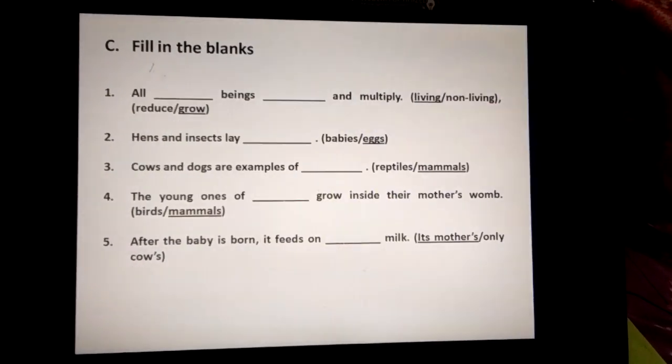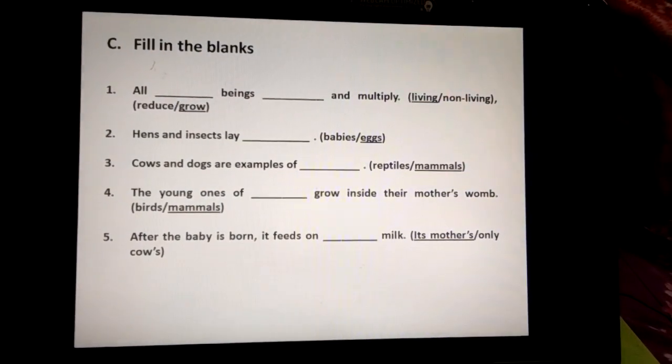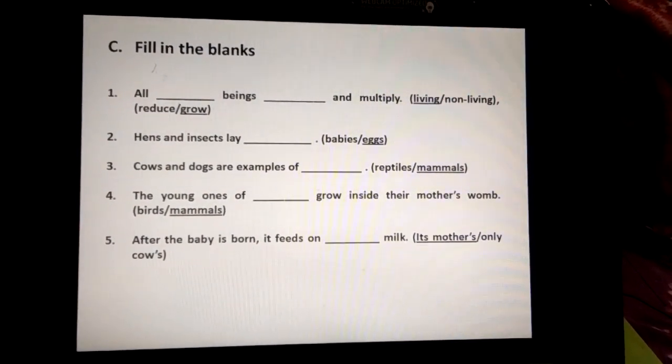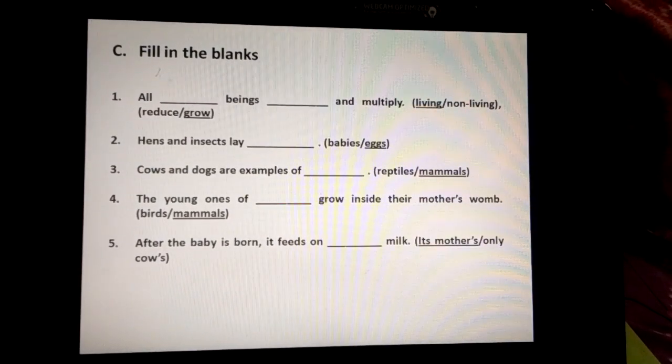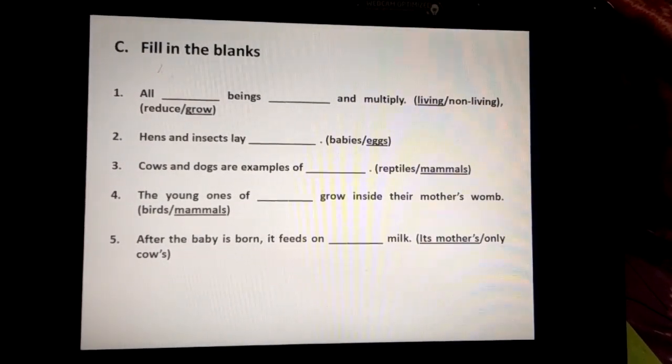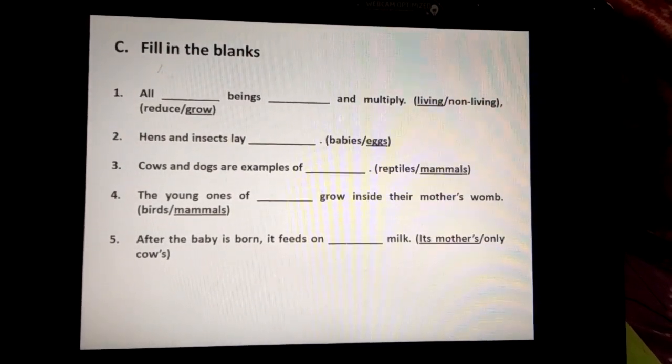Fill in the blanks with the correct words. First, all living beings grow and multiply. Second, ants and insects lay dash. Options are babies or eggs. The right option is eggs.